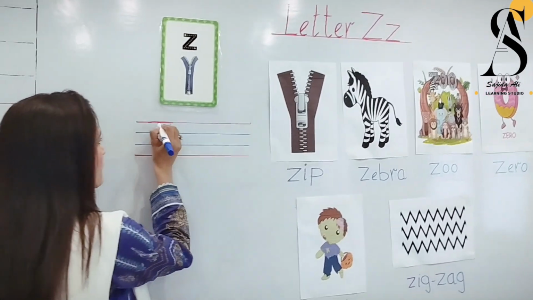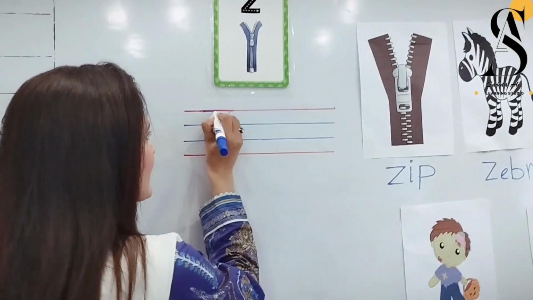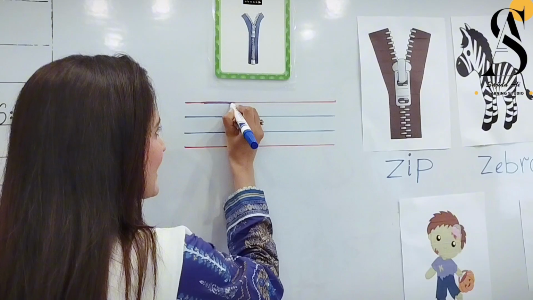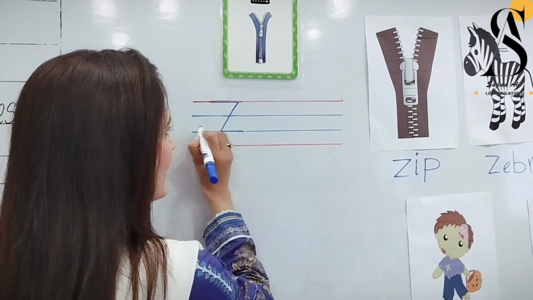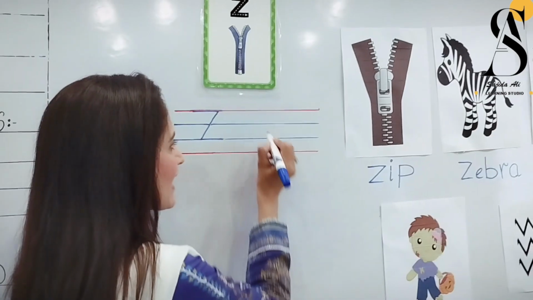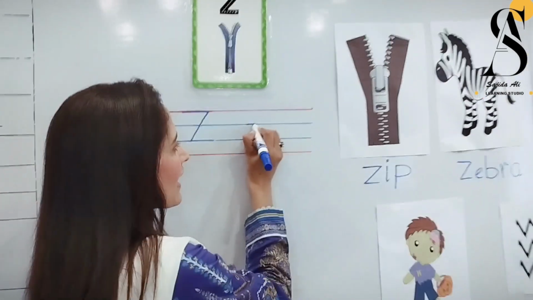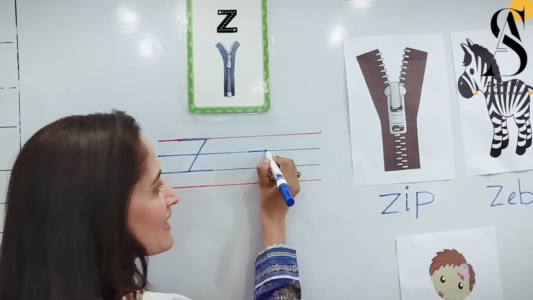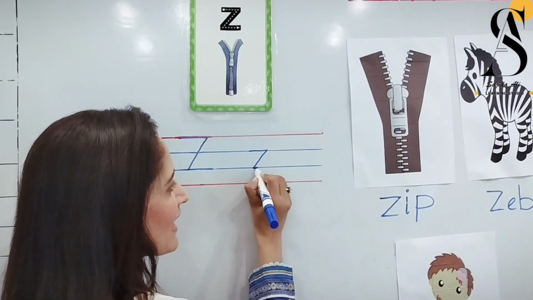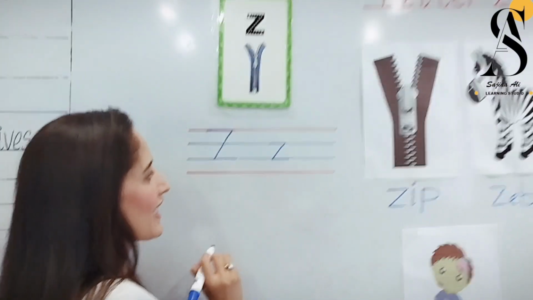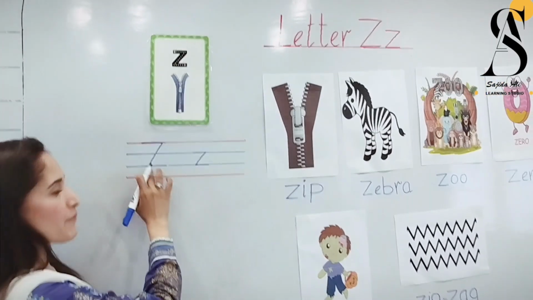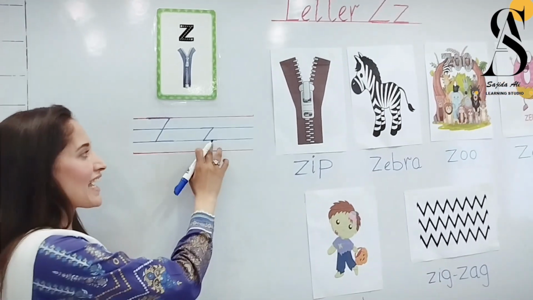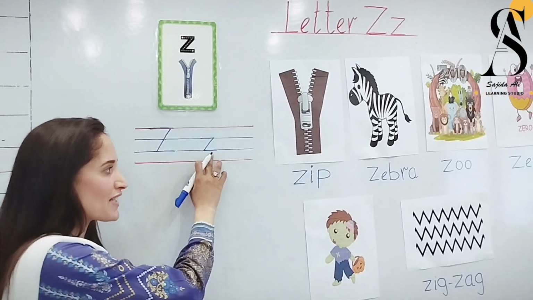I'm going to write from the skyline, sleeping line, slanting line, and again sleeping line. Uppercase Z. And again sleeping line, slanting line, and sleeping line. Uppercase Z and lowercase z. We write uppercase on first three lines and lowercase on middle two lines.